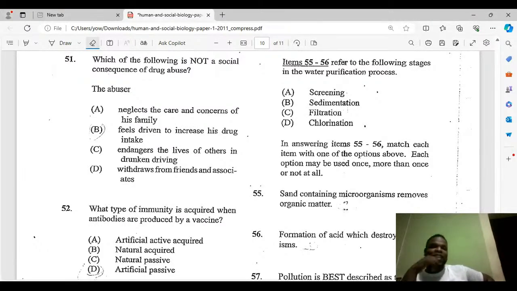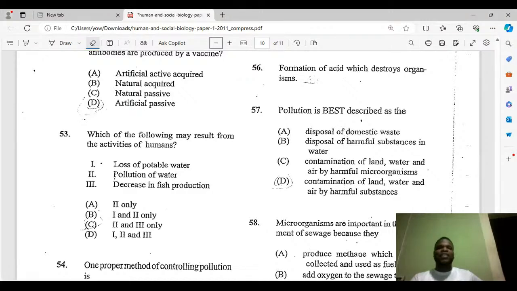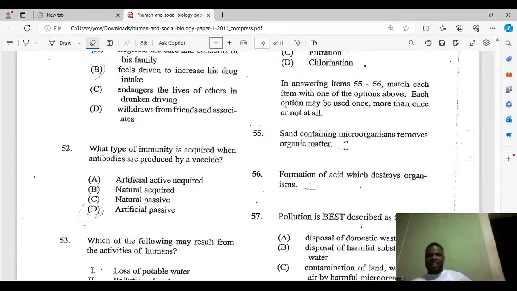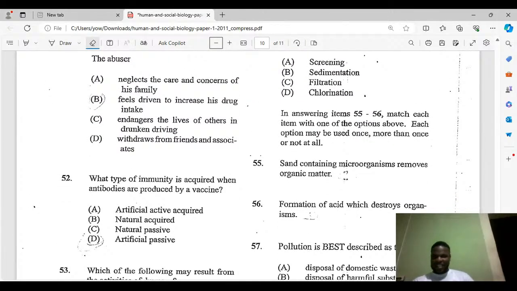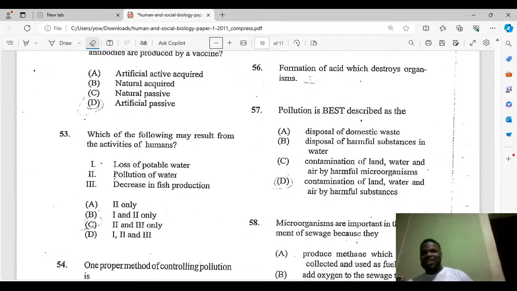56, the formation of acid. So let's give you some space there. Formation of acid, which destroys organisms, would be what? We're seeing D. Is it sedimentation? Is it screening? Or is it chlorination? Indeed, D, it's chlorination. So 56, of course, you use chlorine to destroy organisms.